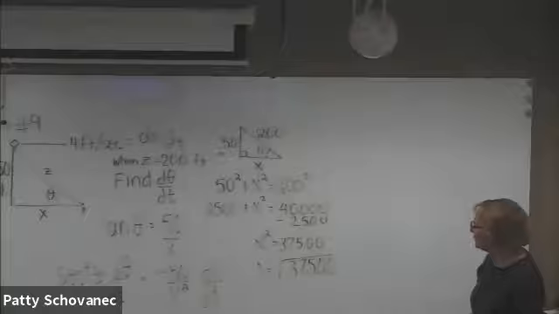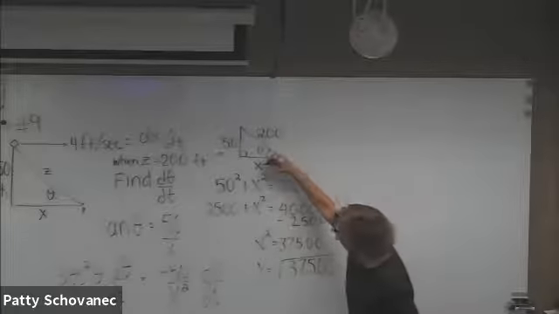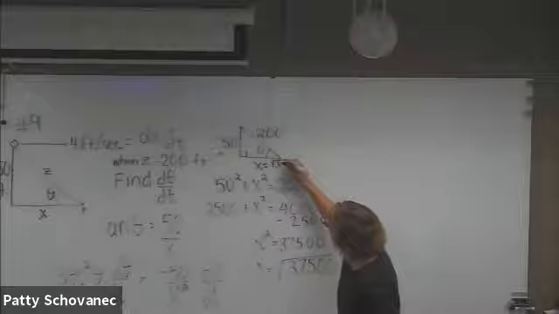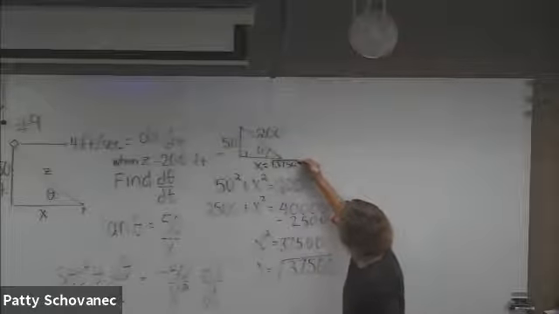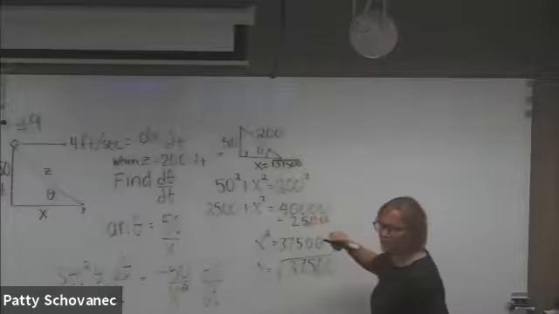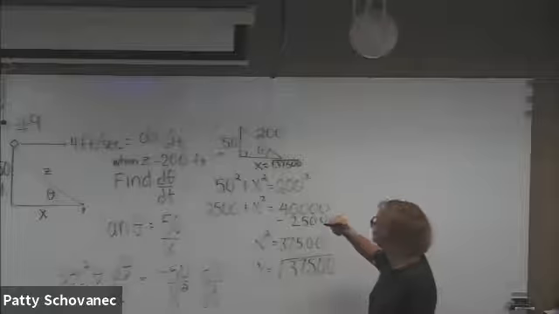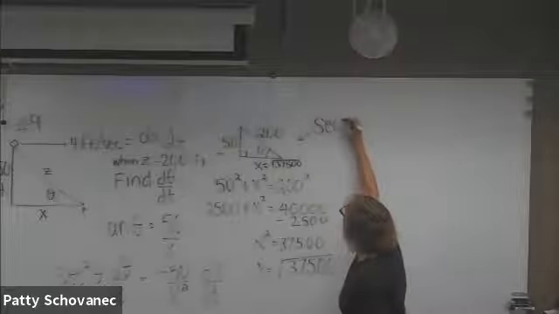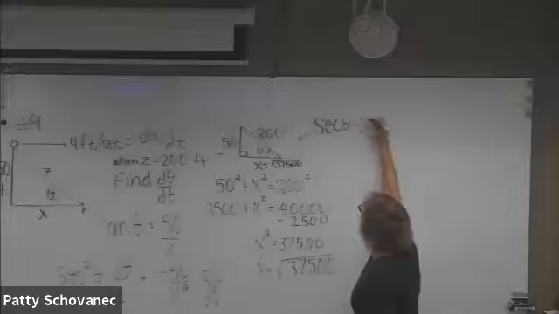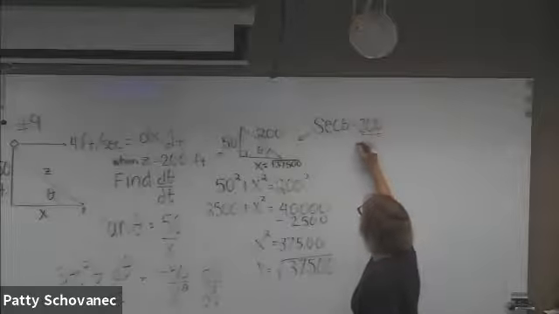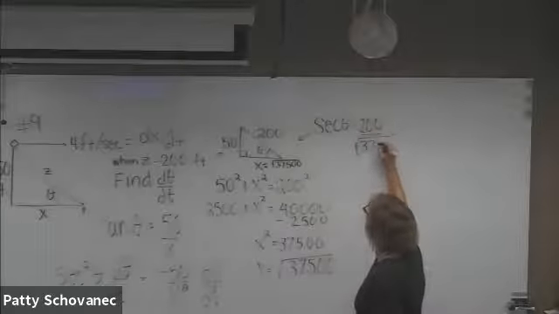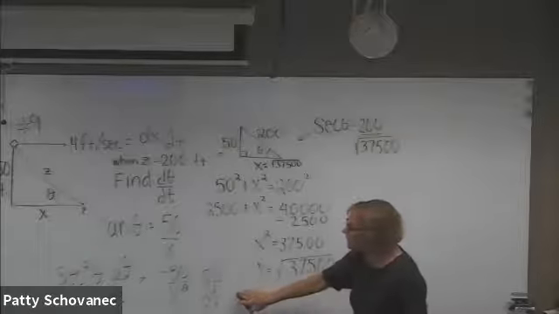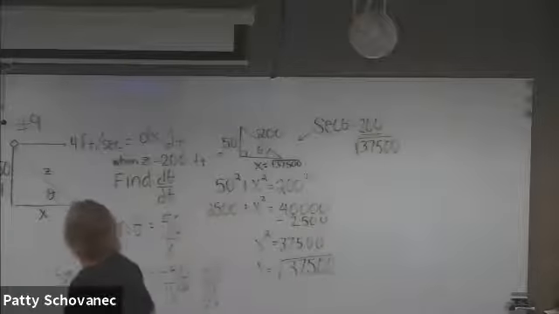Now, when that number is here, I can get the secant of theta. Because the secant is still the adjacent, oops, say it the other way, hypotenuse over adjacent. So we're going to fill that in here. I'll do that right up here.